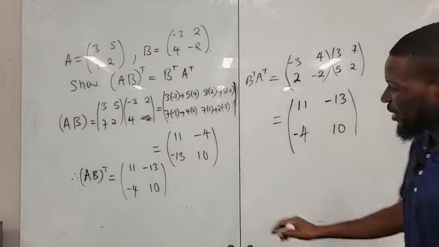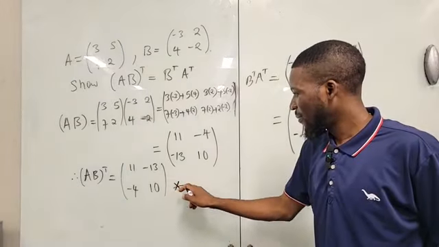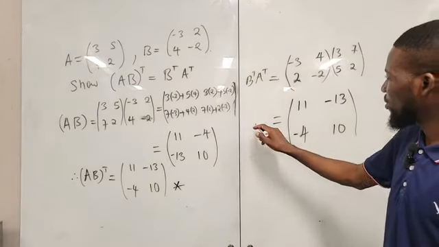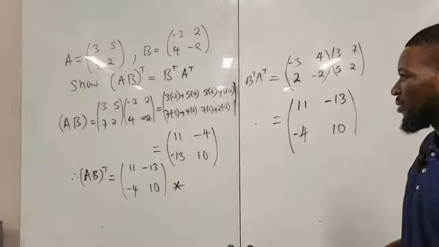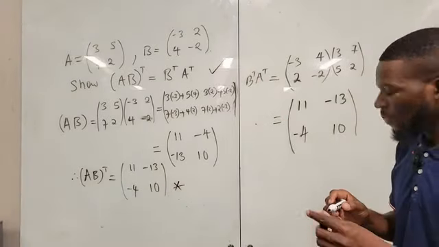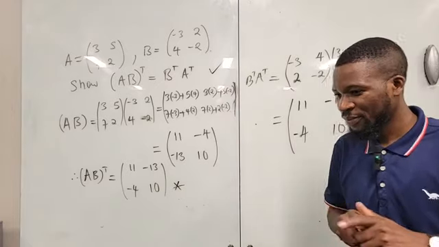Okay, so you can see that our (AB) transpose is equal to B transpose A transpose. So therefore, we have the given result.